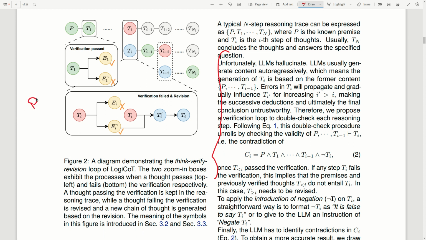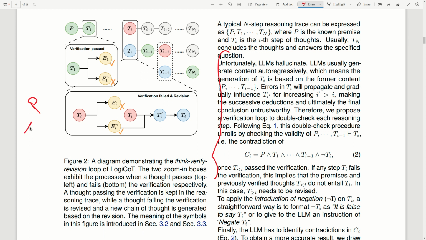So P, in context to the paper, P refers to the known premise or the question context, basically a prompt that is provided as input to the logical chain of thought framework for reasoning. If in between I'm using this word LogiCoT or logical chain of thoughts interchangeably, just keep in mind that I'm talking about the same thing.